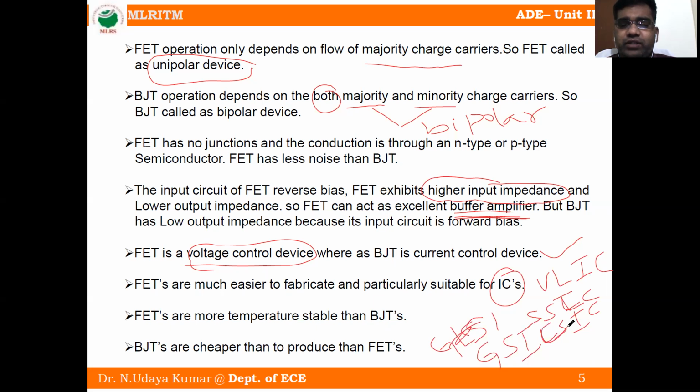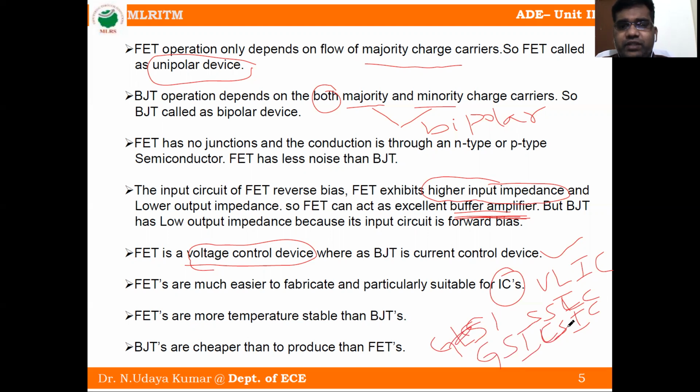FETs are more temperature stable than BJT. BJTs are cheaper to produce than FETs. Because BJTs are cheaper, we are always using BJT, but based on our applications, we prefer FETs. BJT is used as an amplifier and switch, and FET is also used as an amplifier and switch. But based on our requirement, we choose FET or BJT, because BJT is cheaper and FET is costly.